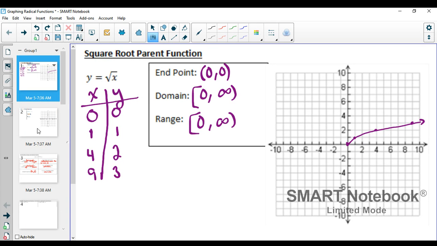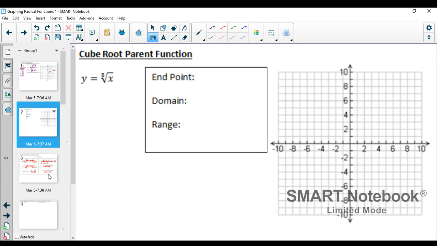Now the next parent function we're going to talk about is the cube root. So the cube root is a little different, especially when we pick the x values. So once again, with a cube root, technically, we can have negative numbers. All right. So we can pick 0 because 0 is one that's going to have a cube root. I'm going to put it in the middle this time.